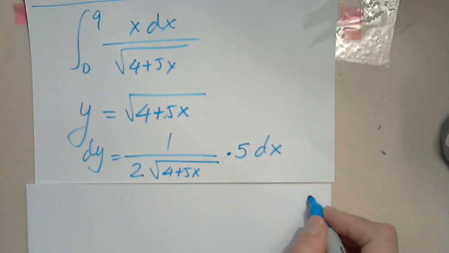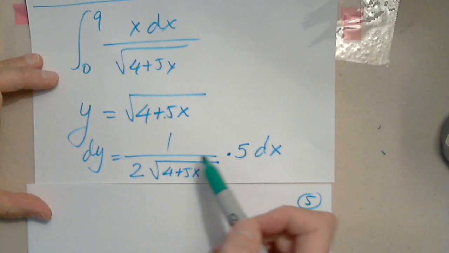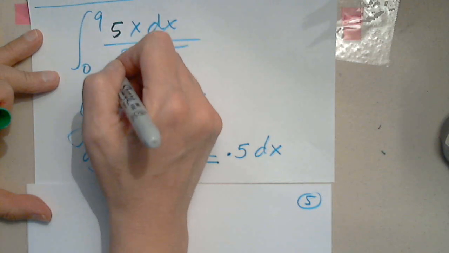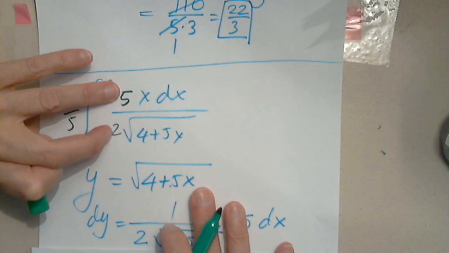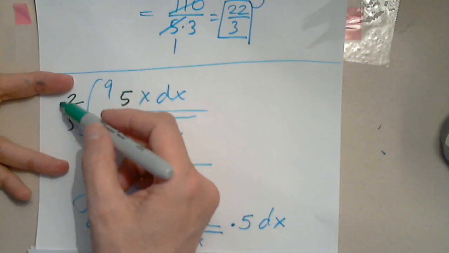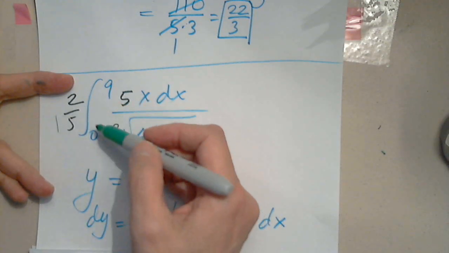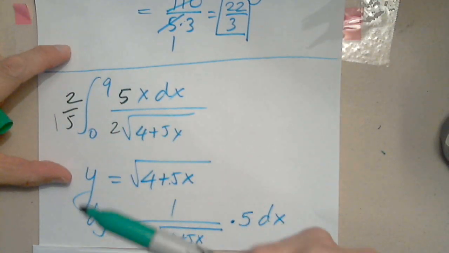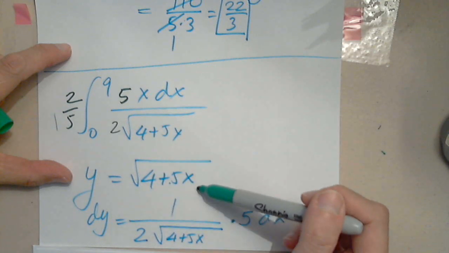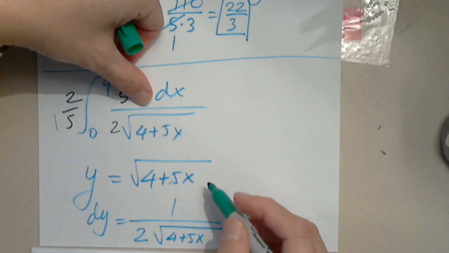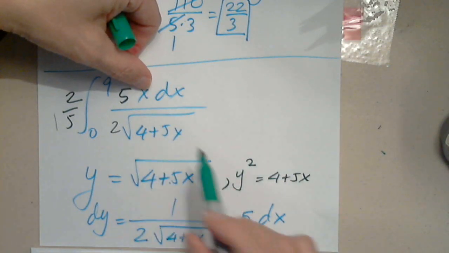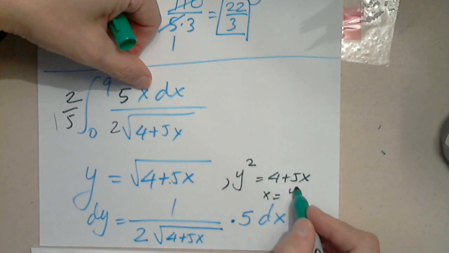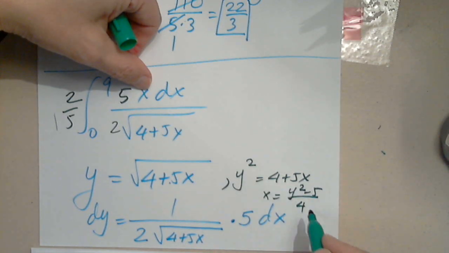Potentially quite nice. Okay, so I don't have 5/2. Who cares? I can make up a 5/2 by multiplying by 5/2 and multiplying by 2/5, and this is 1. Simplify, that's 1. But now, yeah, I still have to make up this x. So I have to square both sides, and I get y squared equals 4 plus 5x, and then x will be y squared minus 5 over 4.